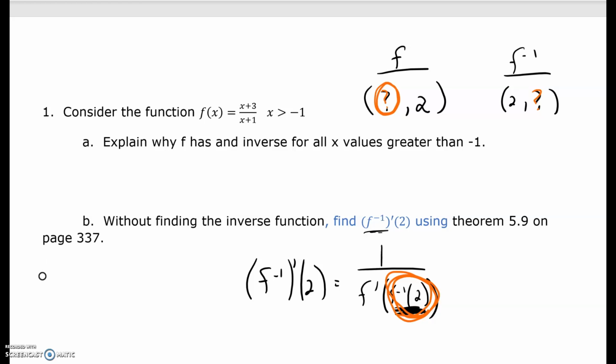Okay, so that's my hint. If you can use f and figure out what the input is when the output is 2, then that result will go here, and you can take the derivative of f and evaluate it, and that'll give you 1 over that. That will give you your derivative of the inverse at 2. Okay, so I hope that helps.